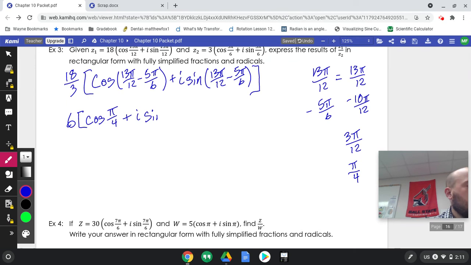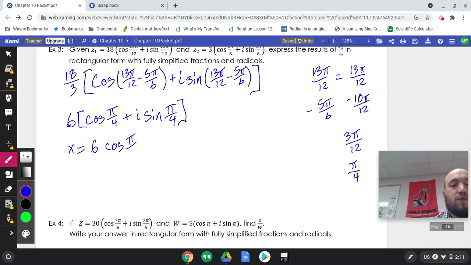All right. So we're almost done now. We just need to convert. So x equals 6 times cosine of pi over 4. Meanwhile, y equals 6 times sine of pi over 4.